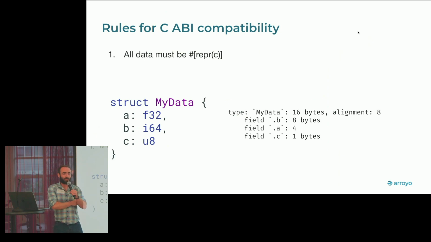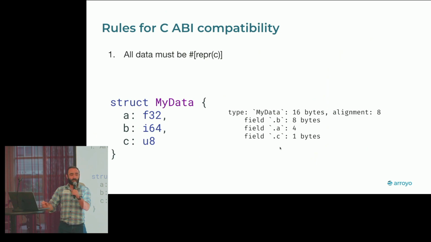Actually doing this is, again, fairly complicated. There's a bunch of rules we have to follow in order to get C compatibility. So one rule is that all of the data must have this repr(C) annotation. The reason for this is that, again, Rust doesn't define any standard layout for your data. So if we look at this struct, for example, Rust is going to lay it out in this way. You may notice it actually reorders the fields. So we said A, B, C, but here it's B, A, C.